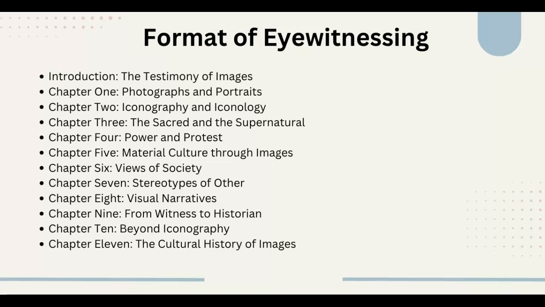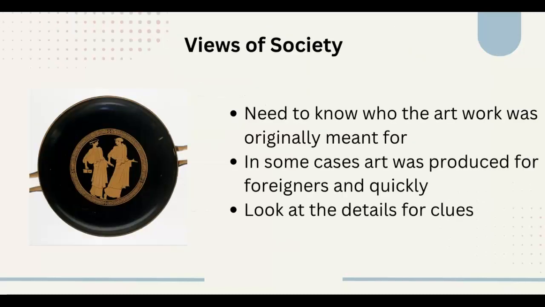Chapters 1 through 10 have the same structure. Burke will introduce either a type of image or a way of analyzing images and discuss the advantages and disadvantages of this particular image or style as historical evidence. Chapter 11, The Cultural History of Images, is his summary chapter, where he breaks down his arguments into 4 points, which I will get to much later.